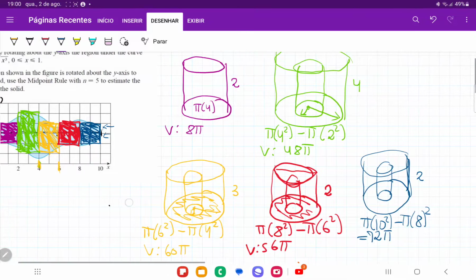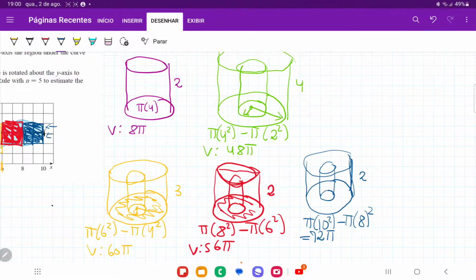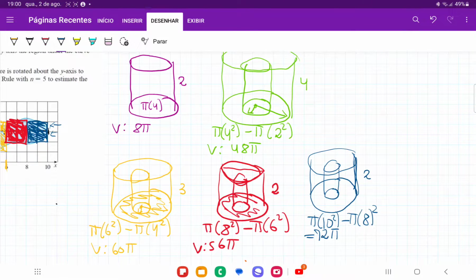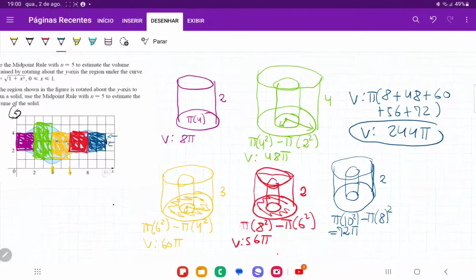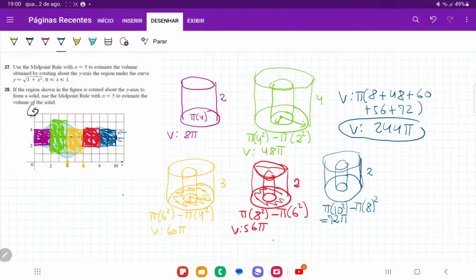So let's see, if we add these all up, the volume is going to be pi times 8 plus 48 plus 60 plus 56 plus 72. So let's compute that. 8 plus 48 plus 60 plus 56 plus 72 is 244 pi. And that is what we get when we take this area here and revolve it about the y-axis using the midpoint rule.